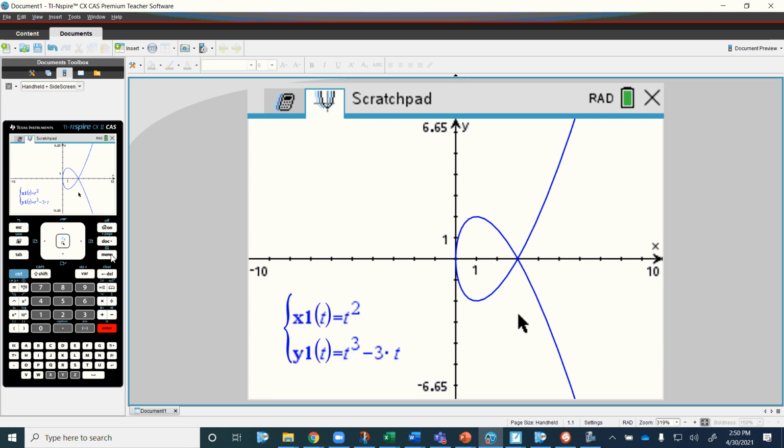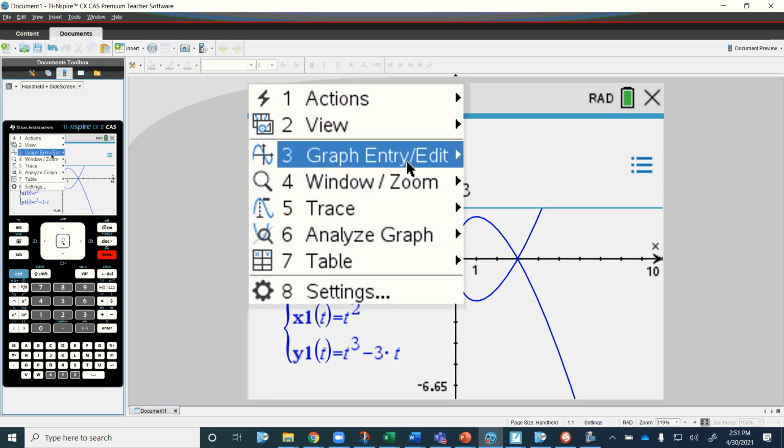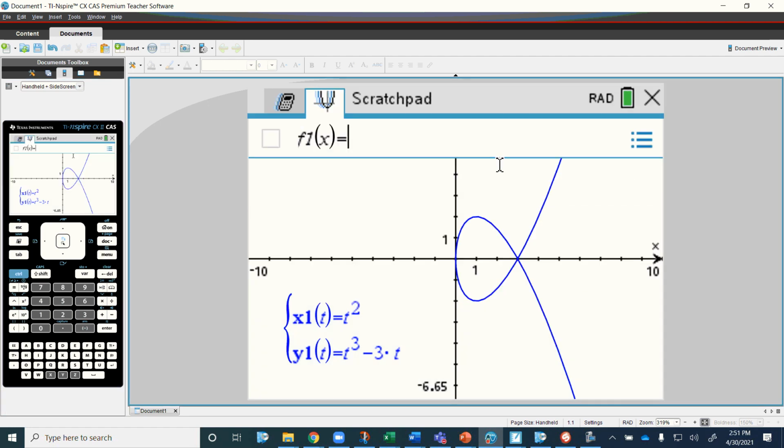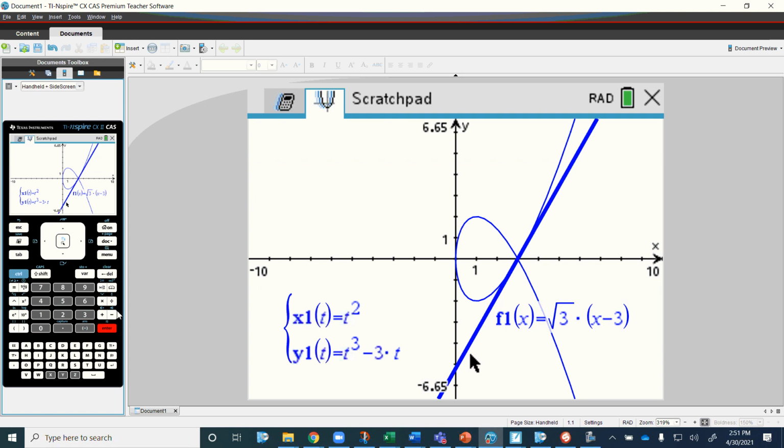And then if we need to verify did we do our material correctly, did we get everything that we were supposed to, we could go ahead and graph the two functions that we had. So let's look at the tangent lines that we had. The first one that we got was positive square root of 3 times (x minus 3), and we wind up with that tangent line there.